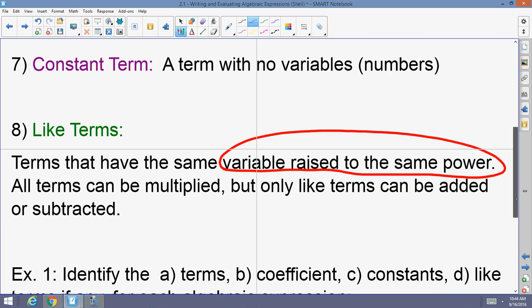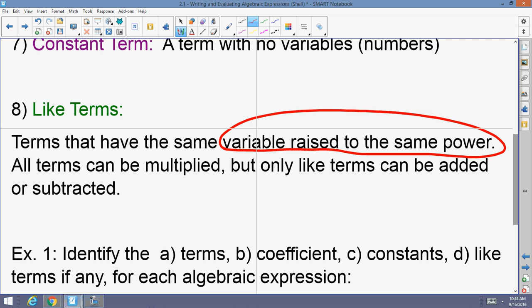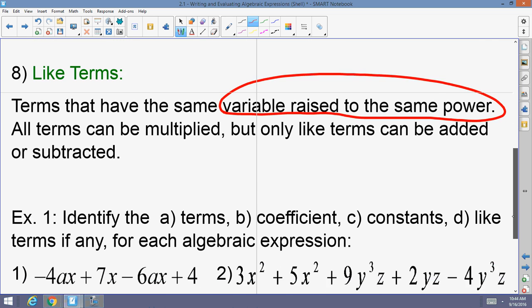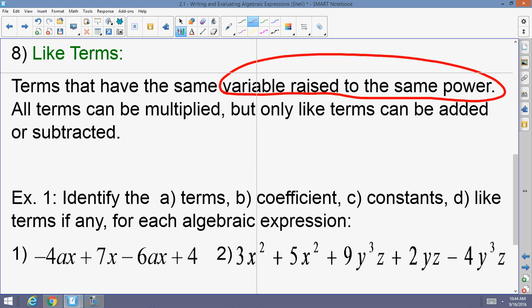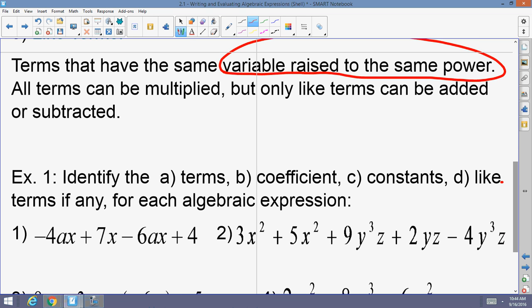Okay, so now let's go ahead and practice. For our first example, gentlemen, I want to identify A, the terms, B, the coefficients, C, the constants, and D, the like terms. That's what I want to do. So let's see what we got.